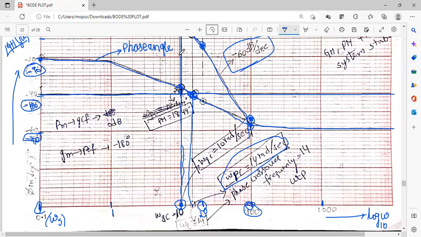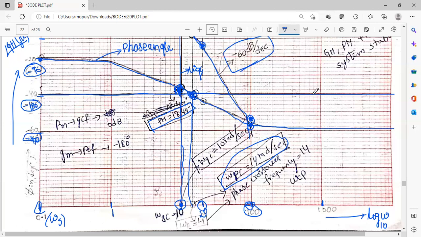See, this is the gain crossover frequency, this is omega GC. At omega GC, they are not intersecting. We have some distance, this distance. This distance between the phase angle plot and the minus 180 degree line is called the phase margin. You measure the corresponding angle here, and that is the phase margin. You got the phase margin as 18.44 degrees. That is the distance between the phase angle plot and the minus 180 degree line at the gain crossover frequency.